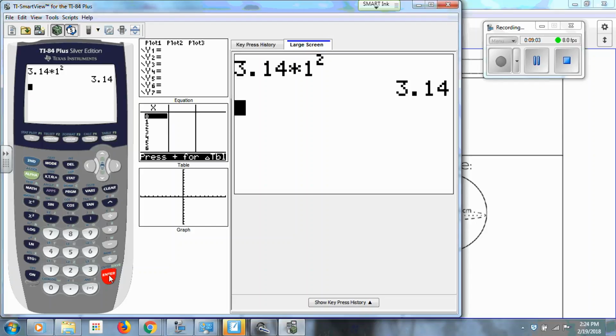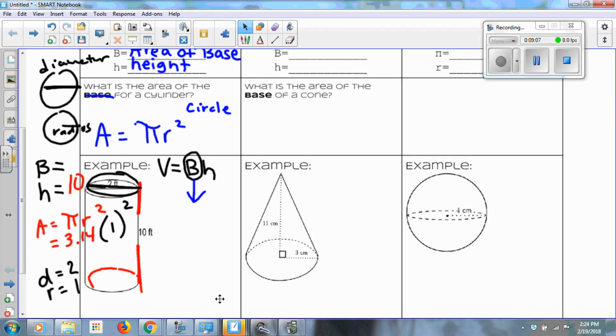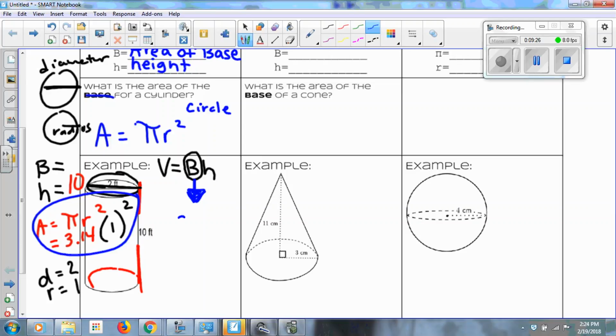A lot of steps going on here, and I'm not really staying that organized, but you can stop, rewind, pause this video, and get everything taken care of. So in finding the big B, which is what I did right here, and I just showed you on the calculator, I'm going to take that number and plop it in where the B goes. So instead of a B, I'm going to use 3.14. That's what my volume is going to equal.